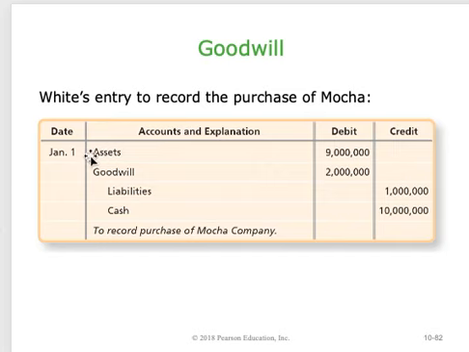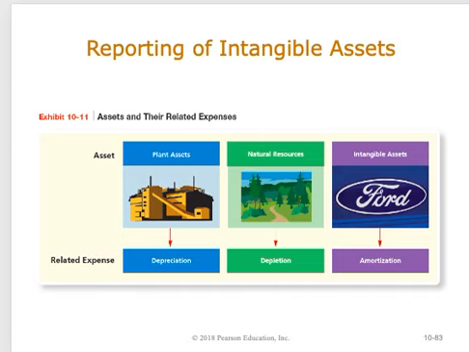You would debit the assets that you purchased. You would credit the liabilities that you just took over. You would credit the cash for the cash you paid, and then you would debit the intangible asset account called goodwill, and that would be on your books. And the reporting of intangible assets, this is Exhibit 10-11, it's just going to show you that plant assets depreciate, natural resources deplete, and intangibles are amortized. So I hope this helps you understand Chapter 10. Let me know if you have any questions.